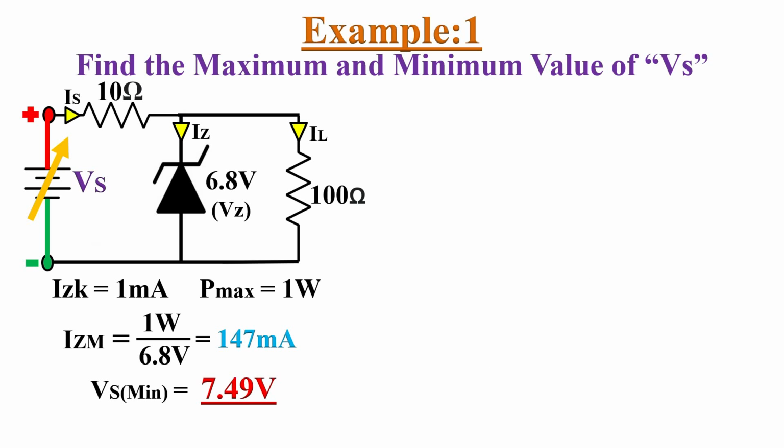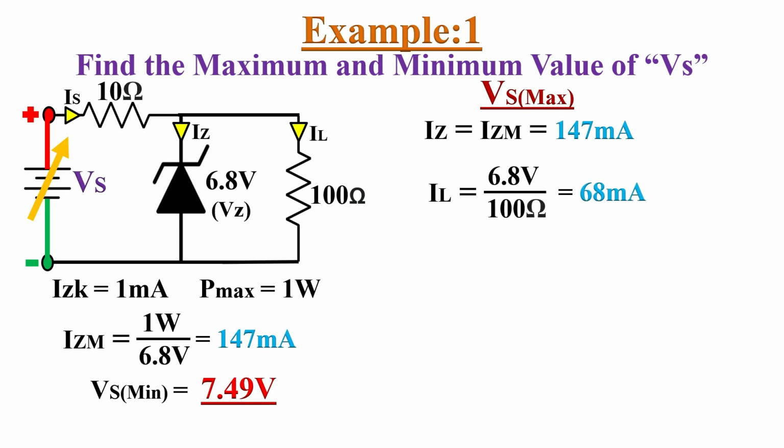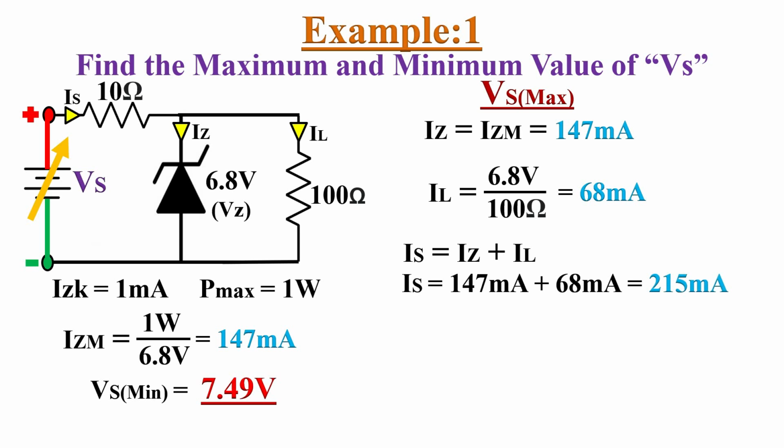Now look at the other extreme, and that is the maximum input voltage limit. In the maximum case, Zener current Iz equals the maximum Zener current Izm, that is 147 milliamperes. The current through the load IL is going to be the same, that is 68 milliamperes, and the current from the source equals Iz plus IL, that is 147 milliamperes plus 68 milliamperes. That's going to be 215 milliamperes of source current.